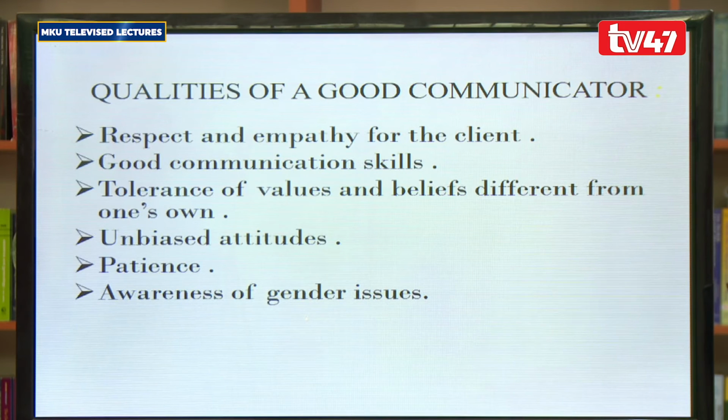It is not about you. It is about the client. Yeah? You are there because of the client. You are not there because of you. And therefore, you need to understand and appreciate and tolerate differences in diversity. You know, there is strength in diversity.